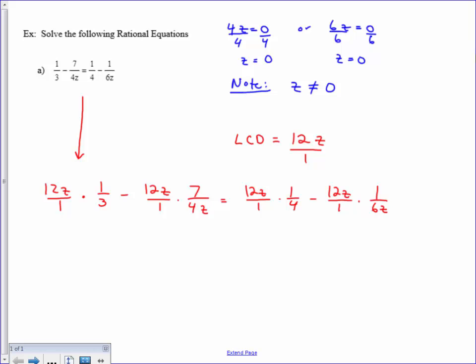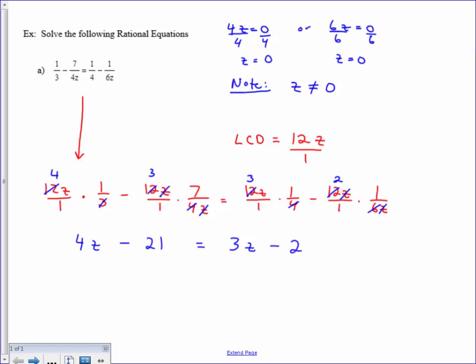Now go back and cancel. So 3 into 12 goes 4 times. 4z times 1 would be left over, so that's just 4z, minus 4 into 12 goes 3 times. Notice here the z's also cancel, so I'm left with 3 times 7, so 21 equals, cancel the 4 and the 12, that goes 3 times. There's a 3z times 1 left over, so 3z, minus 6 into 12 goes twice. Also notice these z's cancel, so minus 2 times 1, which is just minus 2.